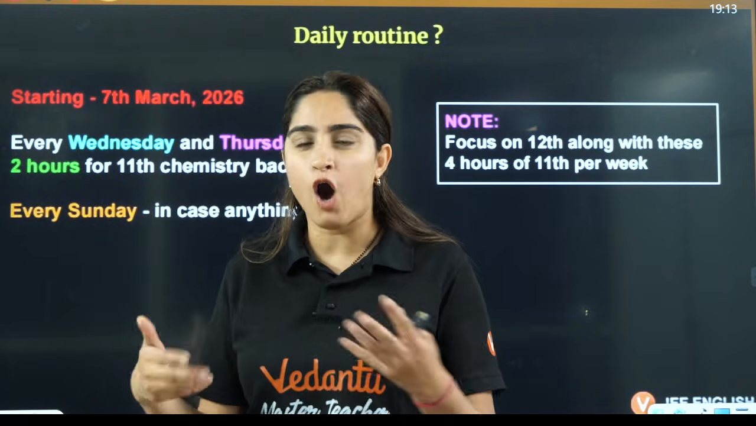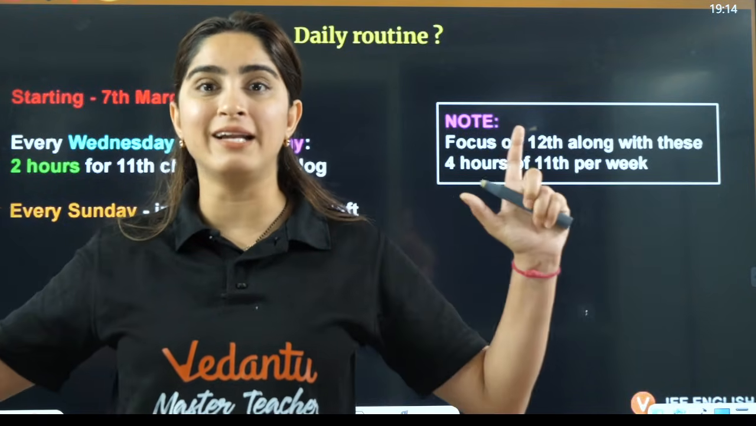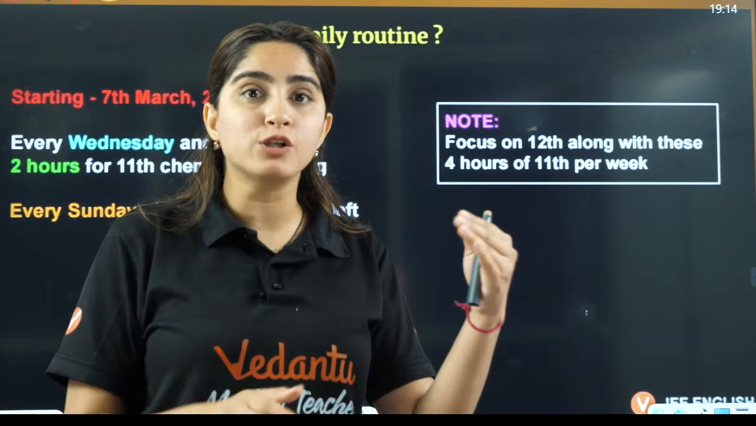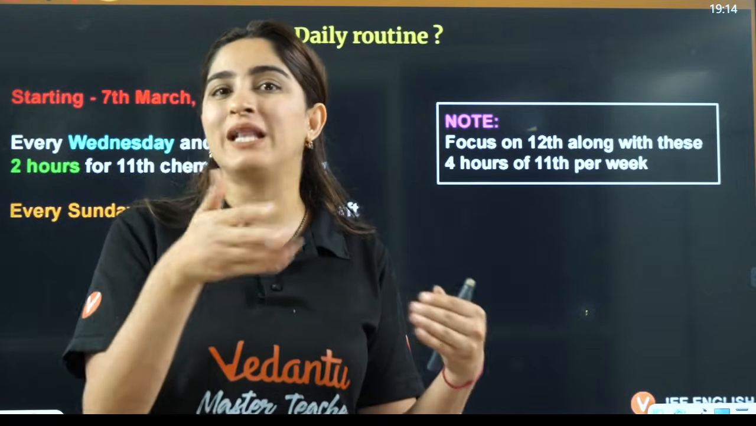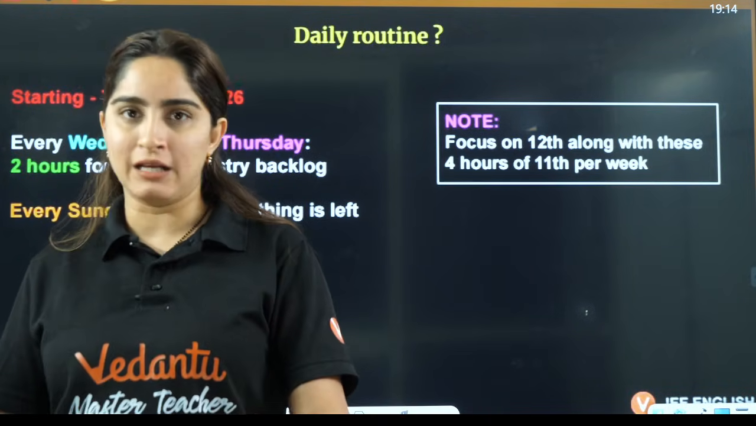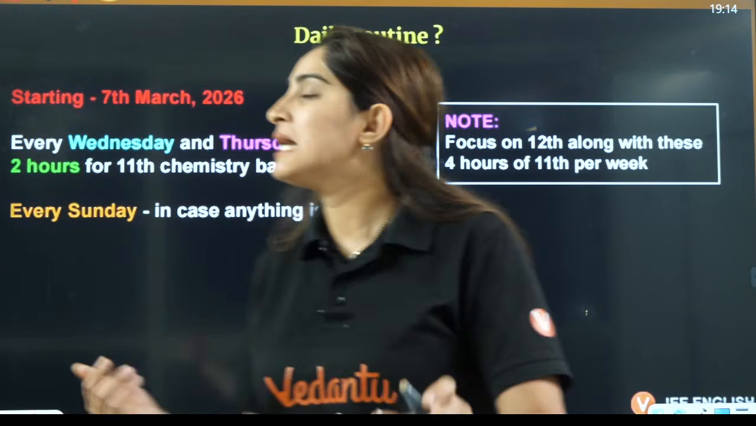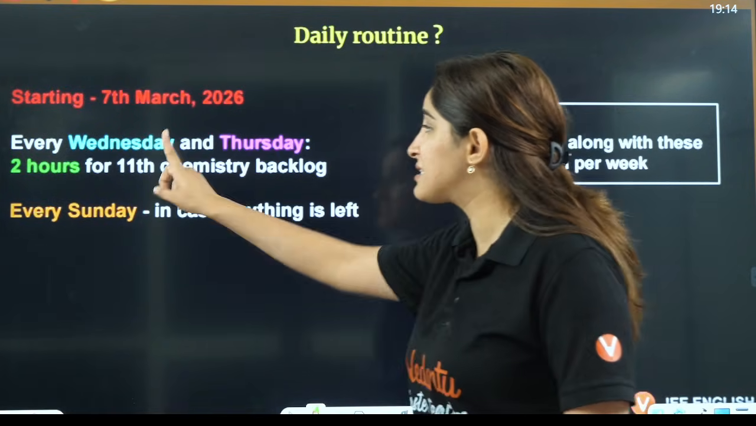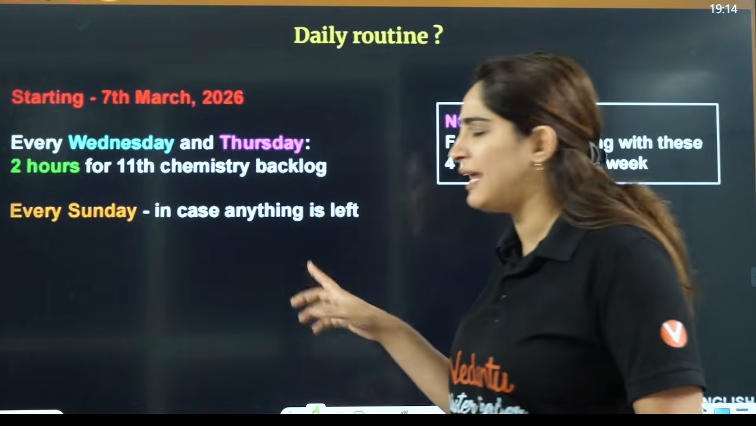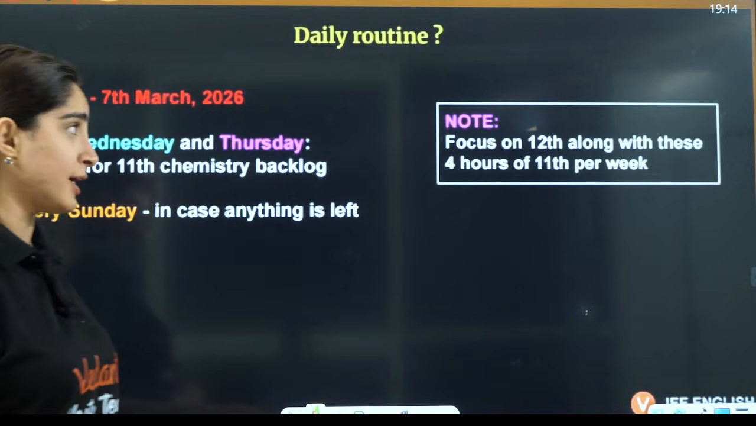But ma'am, how will we be able to do that? That's why the time is big. The time is 90 days. I'm not saying in 20 days, right? Because I want you to also manage your class 12th along with that. I don't want you to create new backlogs by completing class 11. That should not happen. Class 12th should not be a backlog for you, right? So that is the reason Wednesday, Thursday, 2 hours for class 11 backlogs, and every Sunday in case anything you are left with, or maybe Wednesday, Thursday, you're not able to complete your target, right?